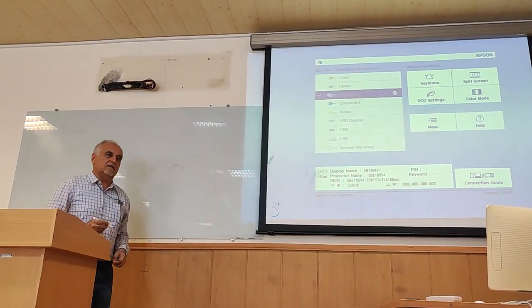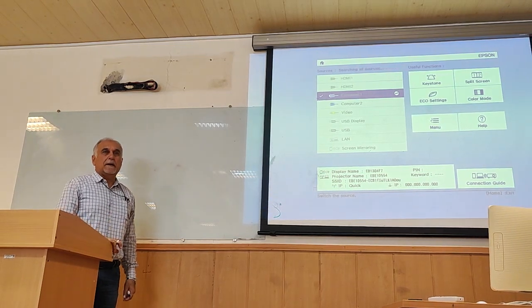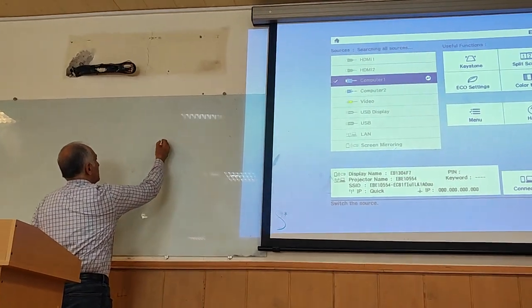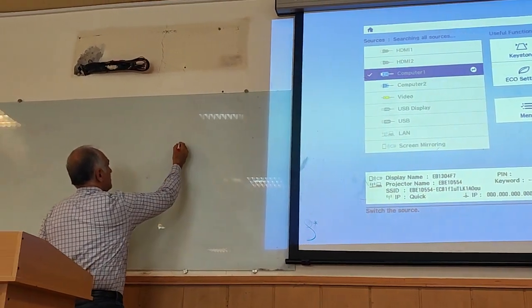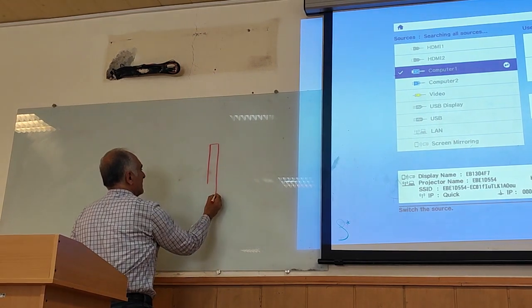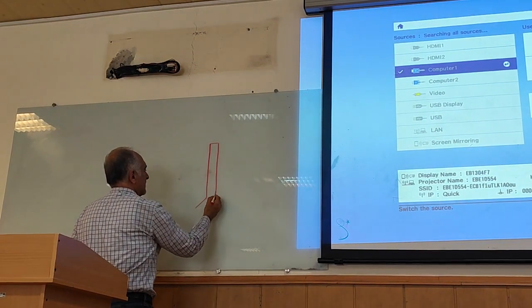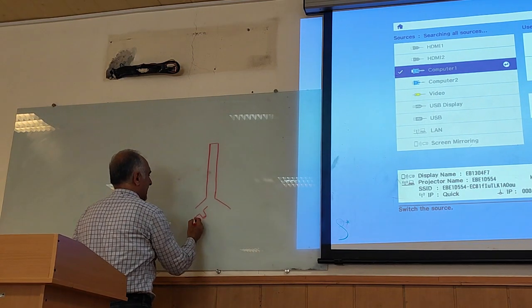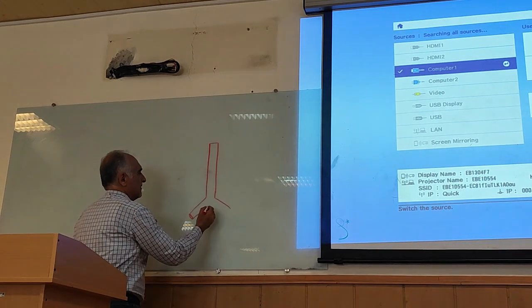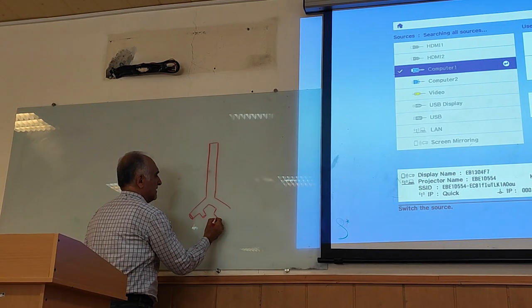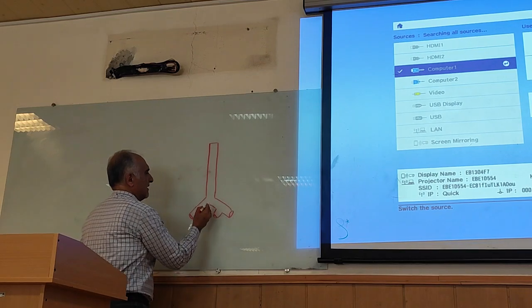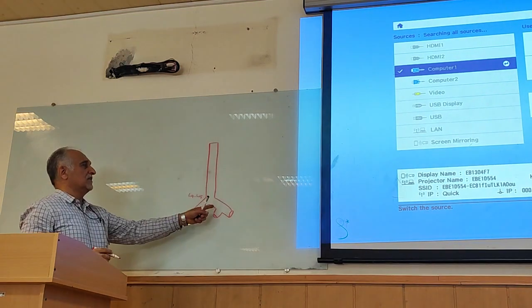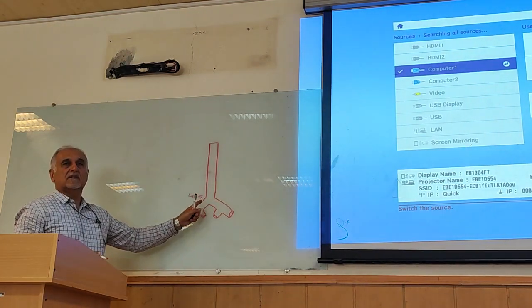Let me tell you something about the arteries that supply the digestive system. If this is the aorta that crosses the diaphragm, it comes down and at the level of L4 and L5 divides into two branches. This is the common iliac. At L4 and L5, the aorta divides into two common iliac arteries, right and left.